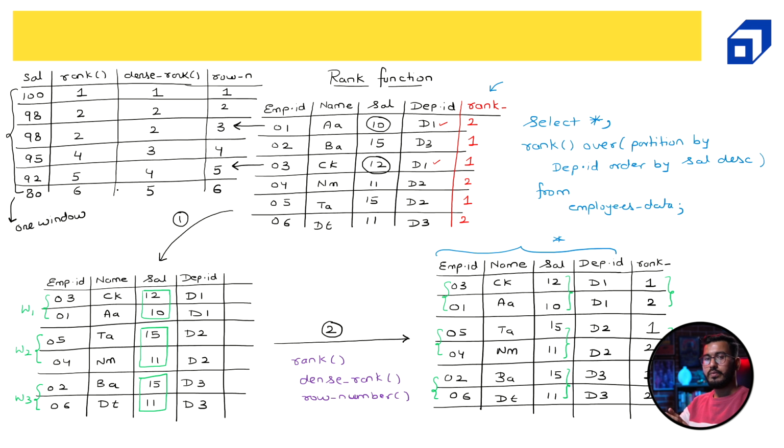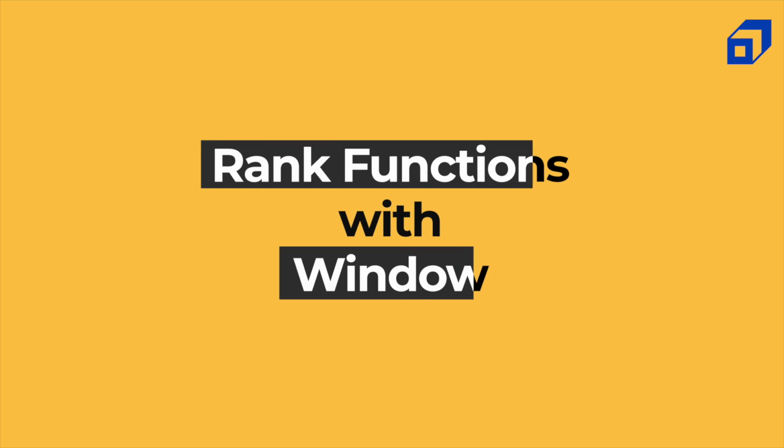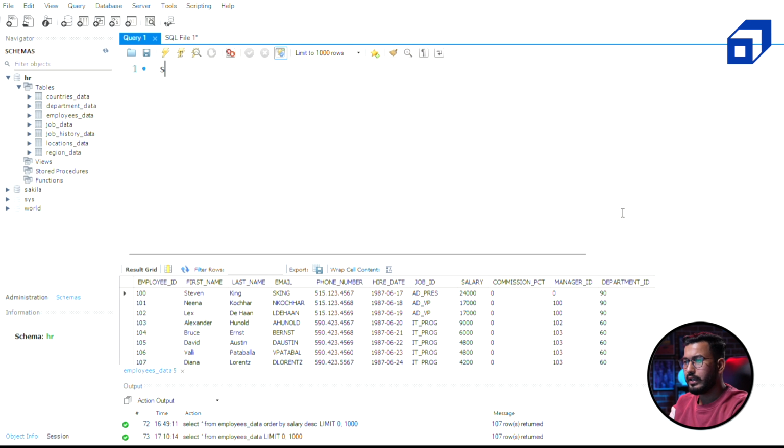So this is how we use rank functions, and this is how we can write the query for the rank functions in SQL. So let's now take one example to understand how we can use rank functions with windows. Here we will look into the employees table, which is named employees underscore data.